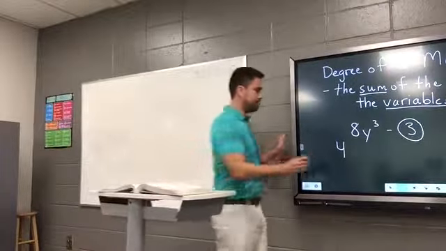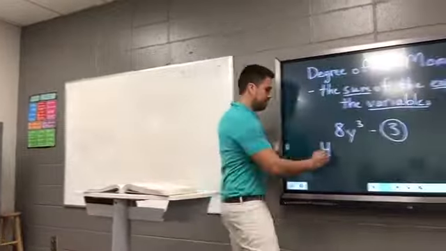4y squared ab. Okay. What are the variables? We got y, a, and b. Do those variables have exponents? Well, yeah, the y has a 2, but do a and b have exponents? What are those exponents? 1 and 1. What is the sum of those exponents? 4. So the degree of this monomial is 4.